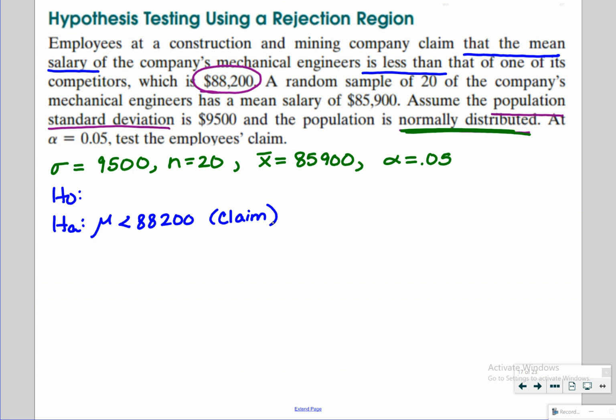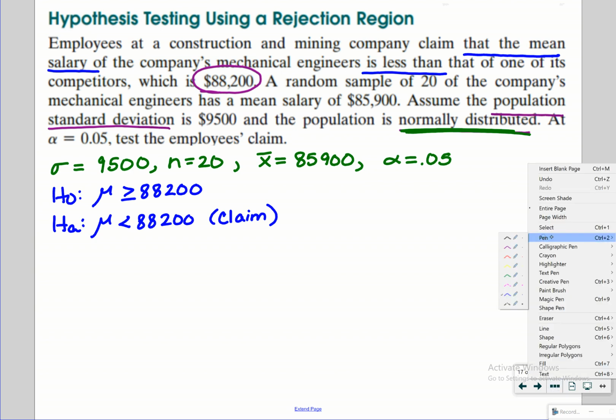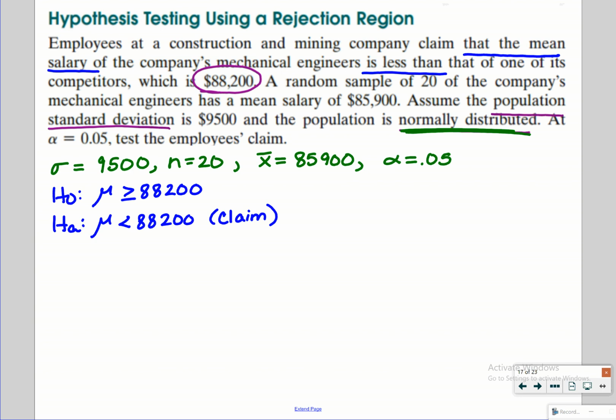Okay, so if my claim is the mean is less than something, what's the other one going to be? Greater than or equal to. Remember, equal to is always going to be in your null, not equal to in your alternative hypothesis. Also from that, I can say whether this is a left tail, right tail, or two-tail test. That comes from my alternative hypothesis. This is a left tail test. Okay, we are ready to get our rejection regions.